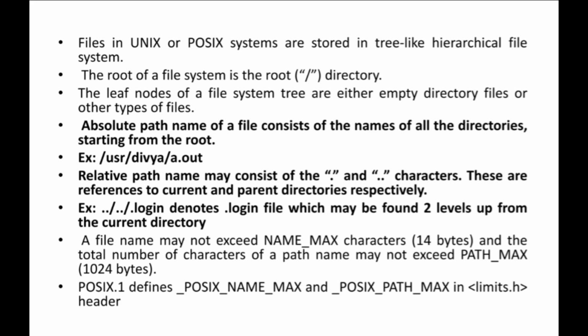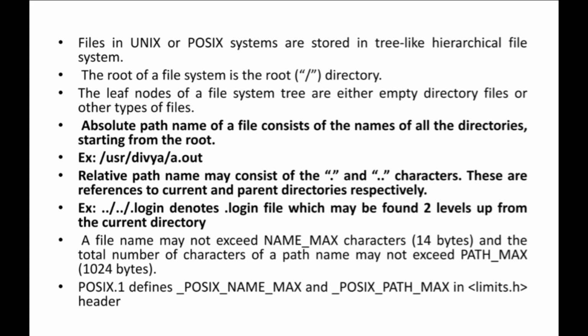For example, you can see there dot dot slash means what? It's a parent directory, right? Again dot dot slash parent directory. Then you can find the login directory. Hope you are getting, right? So first parent directory, then login directory. See, login file may be found 2 levels up from the current directory.